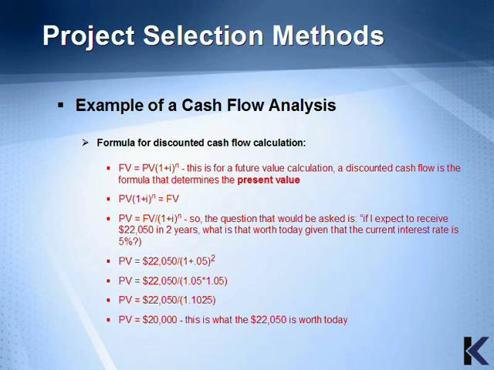So, present value equals $22,050 divided by 1 plus 0.05 to the second power. Present value is $22,050 divided by 1.1025, or $20,000. This is what $22,050 is worth today.